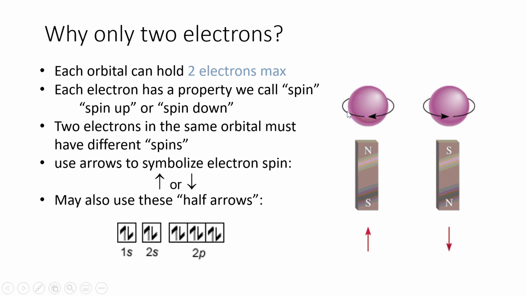And this is something that we observe with electrons: we have observed this kind of magnetic field. They somehow react to a magnetic field. So we say that these electrons are behaving as if they're spinning around in a circle. And we observe that they can have two different directions of this magnetic field. So we say that the electrons have two different possible spins. We call those spin up or spin down.